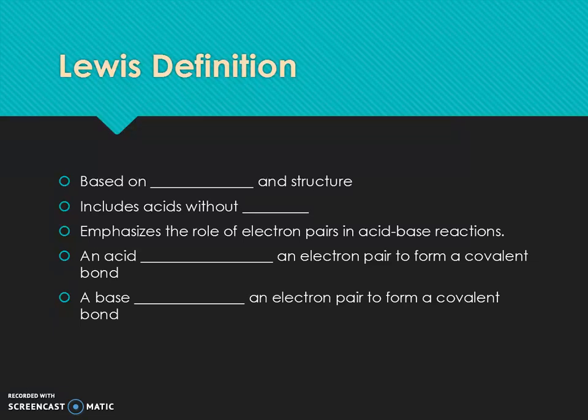All right, the last one that we needed to bother with is the Lewis definition of an acid. The Lewis definition is based on bonding and structure, and it includes any acids that could be out there that do not have hydrogen at the beginning. It's kind of weird, right?